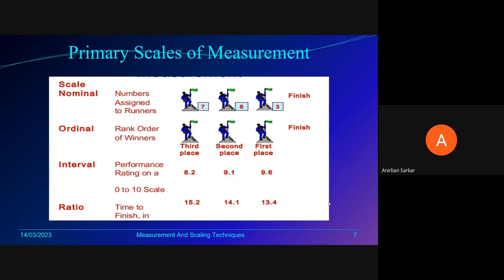Now come to ratio. See here, time to finish the race. They were going for a 100-meter race, and the time to finish the race is, say, 13.4, 14.1 and 15.2. So it means that you can do a ratio analysis on, say, 1 and 3, 2 and 3, 2 and 1. You can do this ratio. Here, 13.4, 14.1, 15.2 is time in seconds. So it means that it has a true origin. You have started from 0. When you started the race, the timing was 0. So it has a true origin. So this is clear?